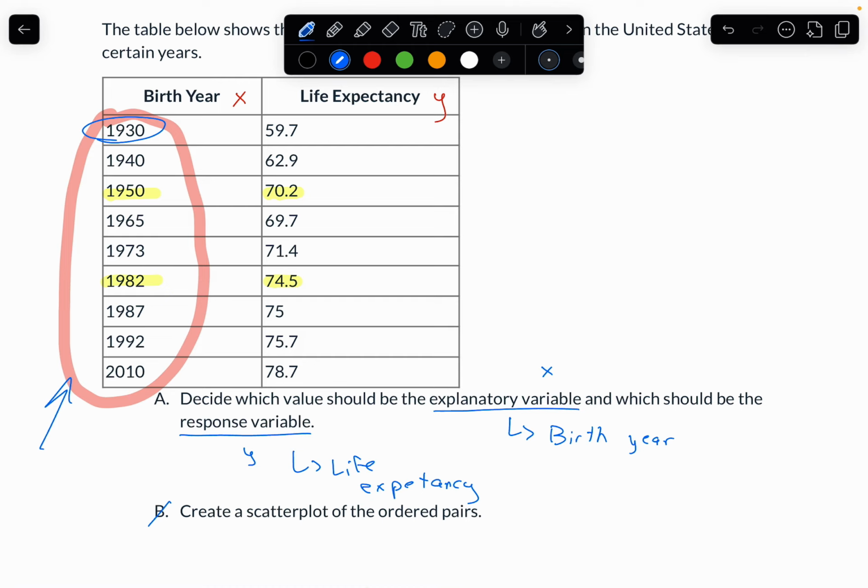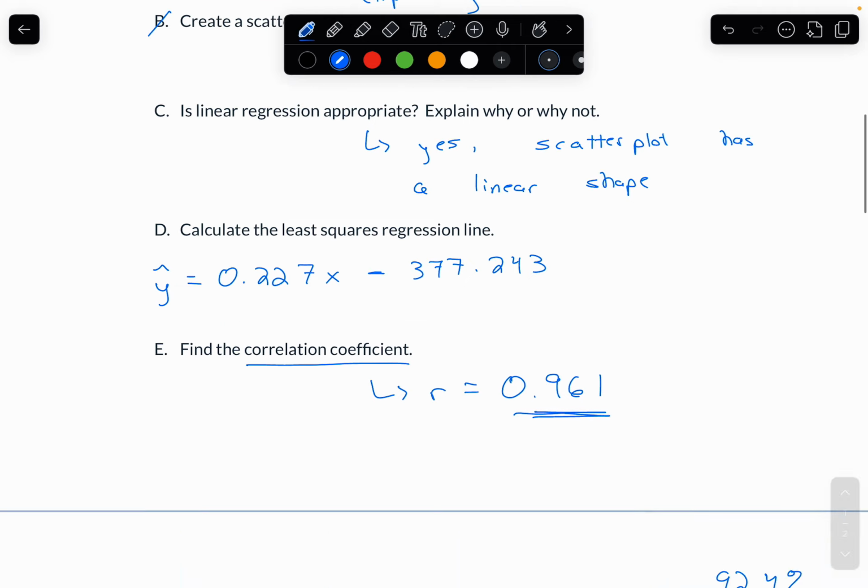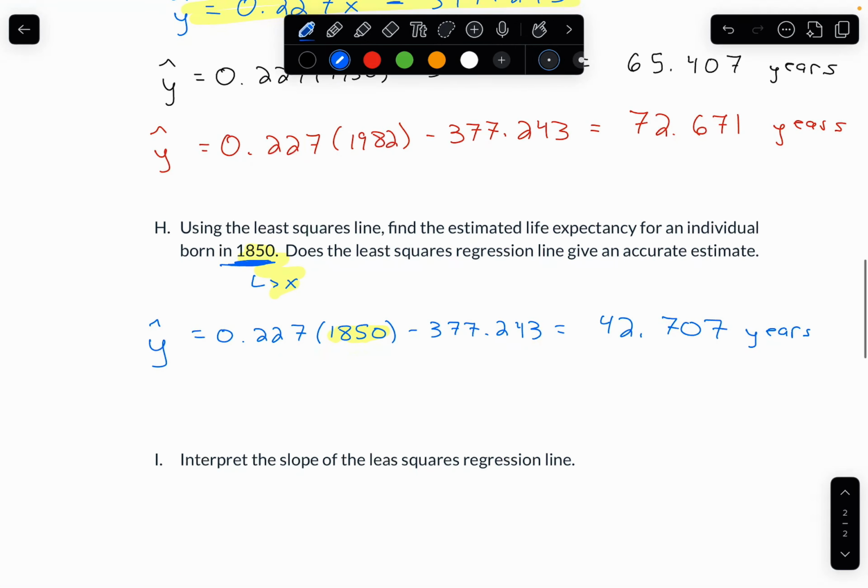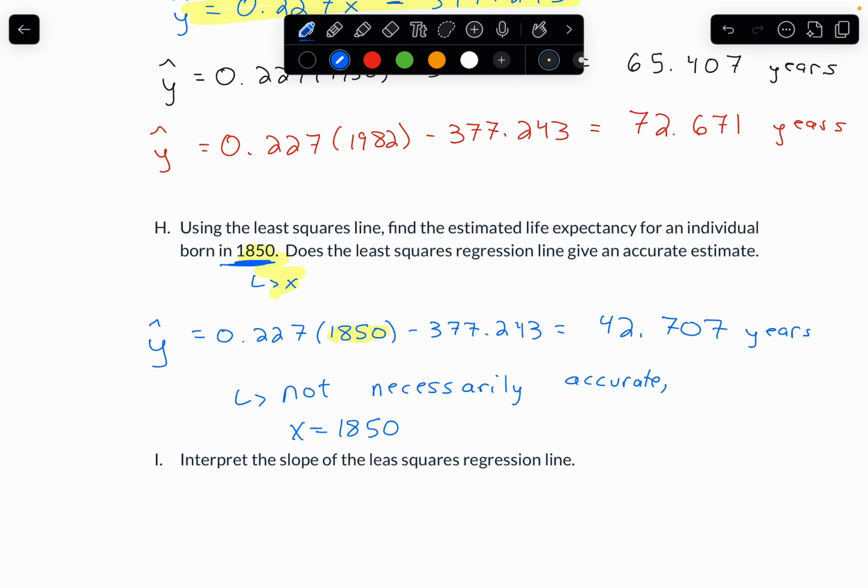It doesn't fall within that range. So no, I would say that it's not reliable or it's not accurate. So it is not necessarily accurate because an x value of 1850 is extrapolation based on the data that we use to create the model.